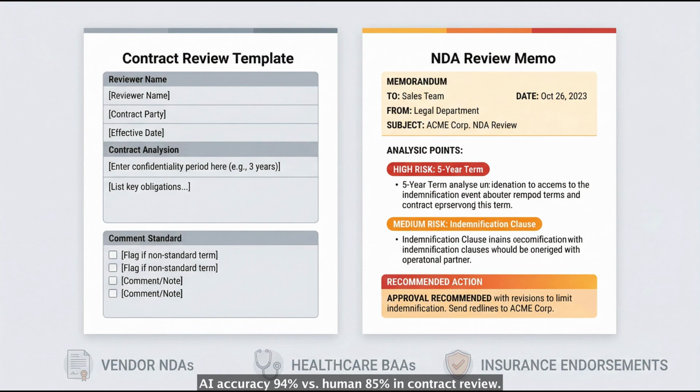A template tells you what to check. It does not check it. The review memo arrives with every provision compared, every deviation classified, every recommended change drafted. For a hospital network reviewing business associate agreements or an insurance carrier checking policy endorsements, the structure holds. The rigor does not change.